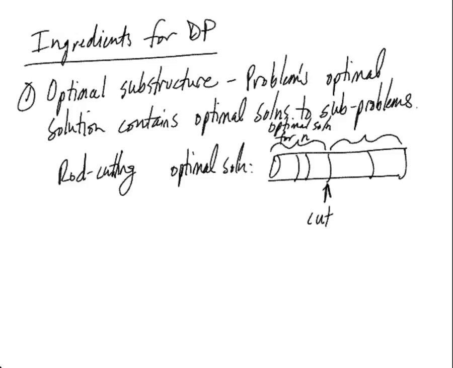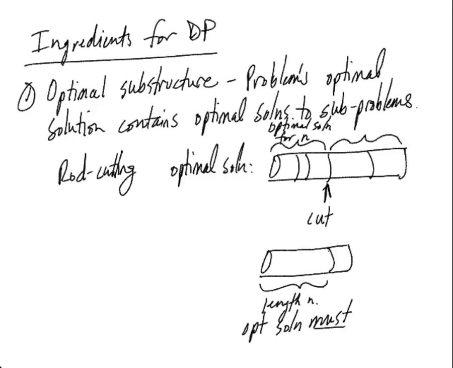So suppose that we have some other optimal solution of some other rod. Let's say it's that long. And let's suppose there's a cut right there. And let's suppose that this piece right here is length n. Then the optimal solution must be identical to that solution there. So anytime you have a rod of length n, so anytime you have a rod of length 4, its optimal solution is always going to be the same.